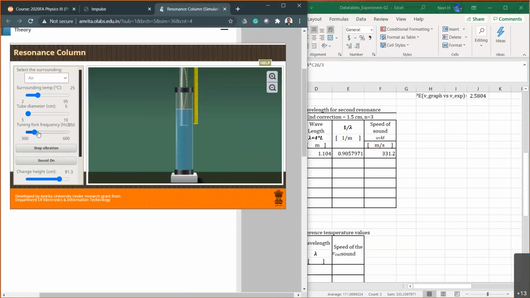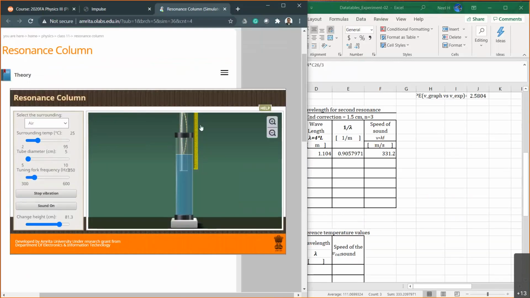350. And then let's bring this whole thing back again all the way to the lowest point, and then sound on, and then slowly bring it up. The tube length, you have to wait until you hear the first resonance. Sound is switched on. That was the first resonance. Okay, then continue upward more and more.